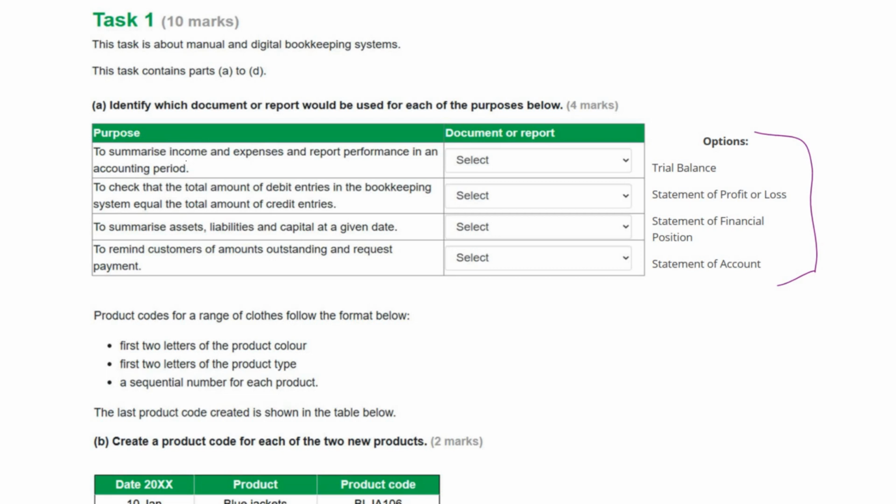So we're looking here at income and expenses and performance. When we're looking at how much income we've got, how many expenses we've had to pay out for, we're looking at whether we've made a profit or a loss. So this is going to be our statement of profit or loss.